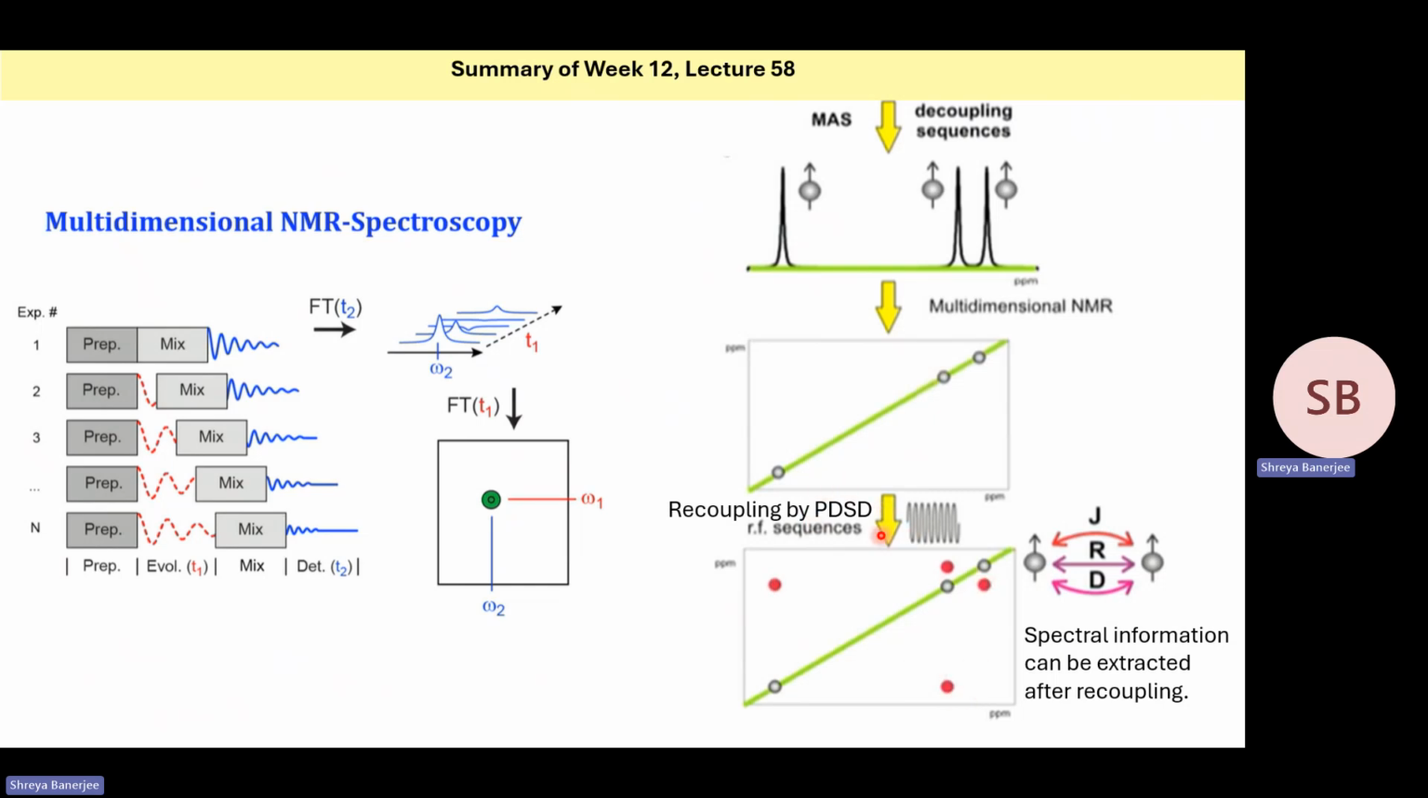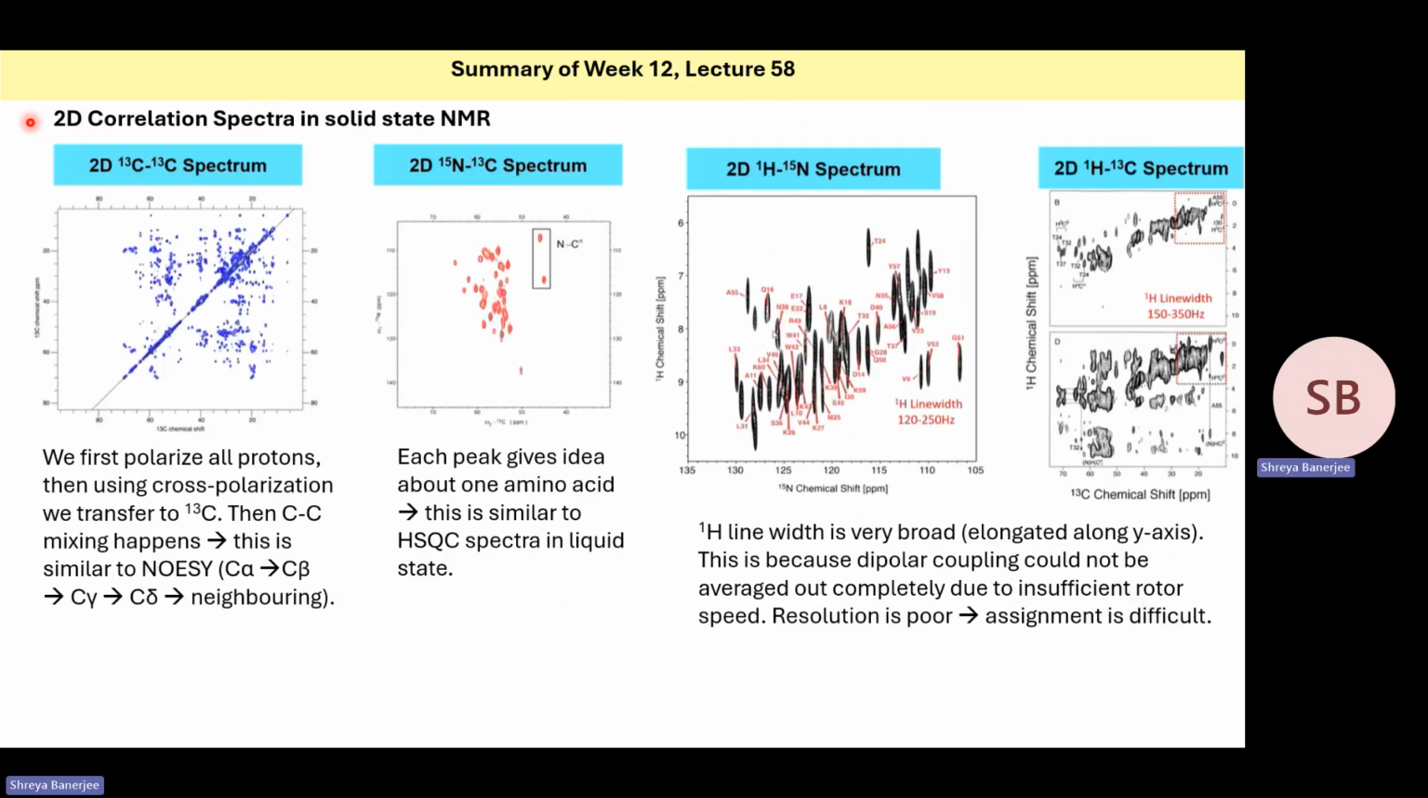Because during the proton driven spin diffusion, we are allowing time for the carbon-carbon spins to mix. And because of this, now we can find correlations between different carbons, and we can extract spectral information after the recoupling. You can see here different 2D correlation spectra in solid state NMR are given. First, we have the 2D 13C spectra.